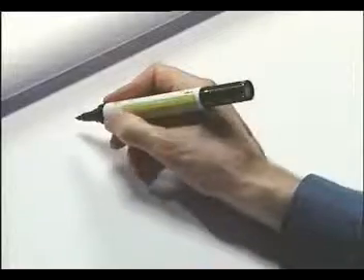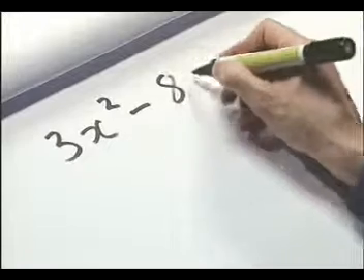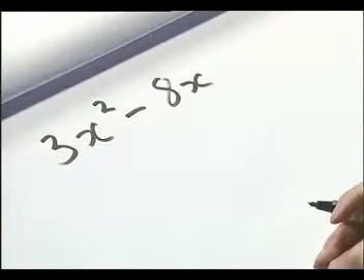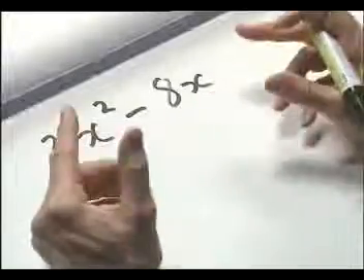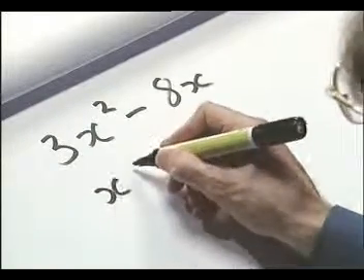Let's now have a look at the third and final special case, and this is when we don't have a constant term. And we've got something like 3x squared minus 8x. What do we do with that? Well, clearly there is a common factor of x, so we must take that out to begin with. So we take out x.